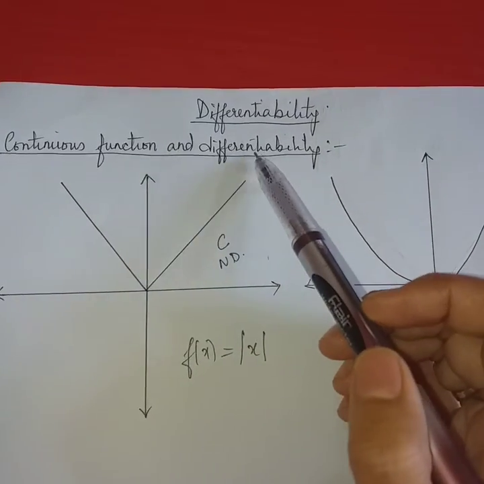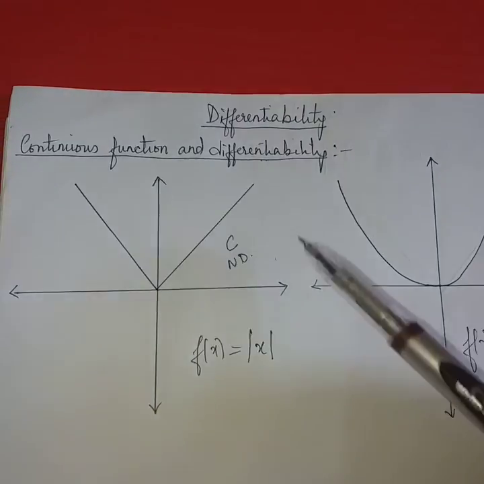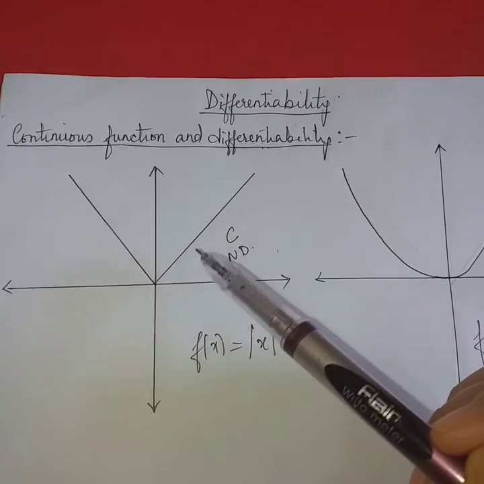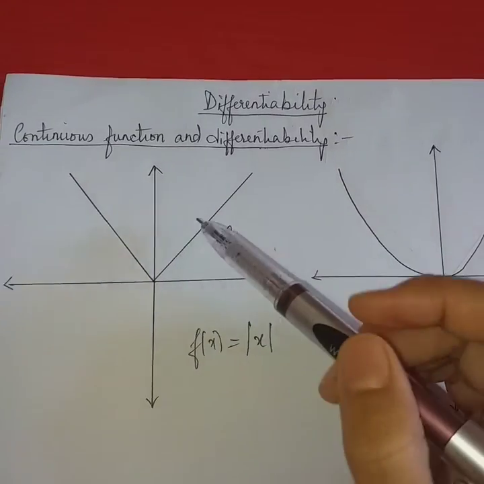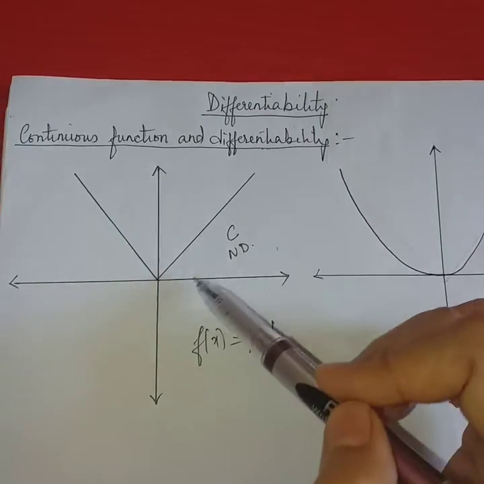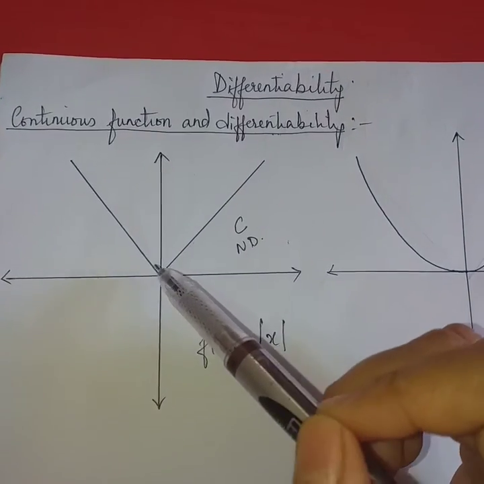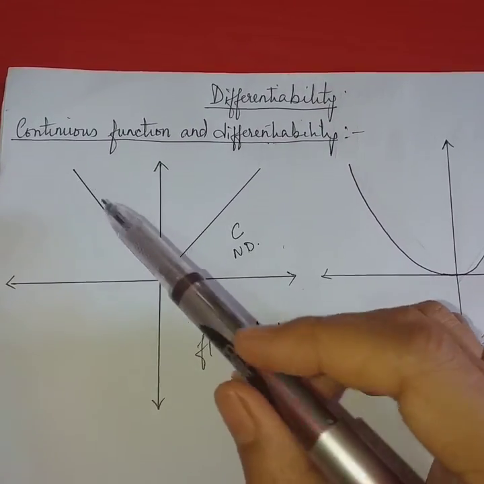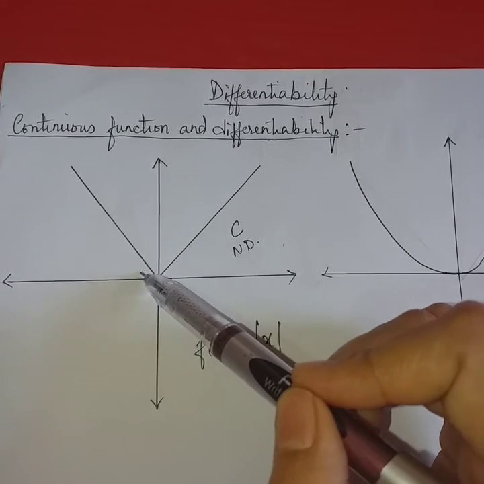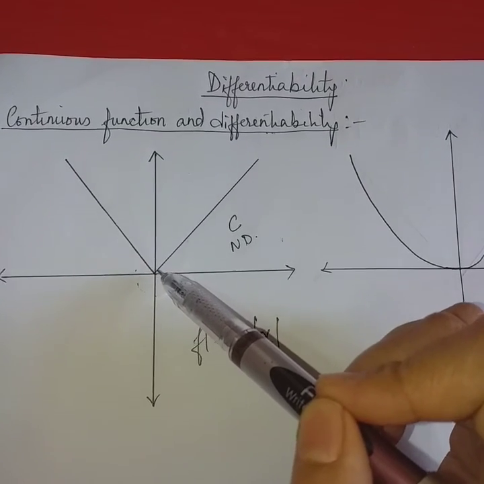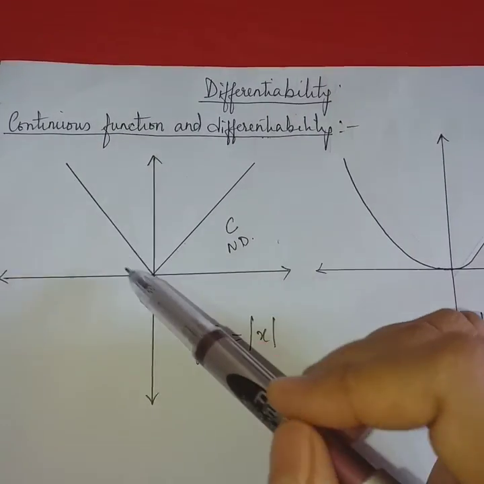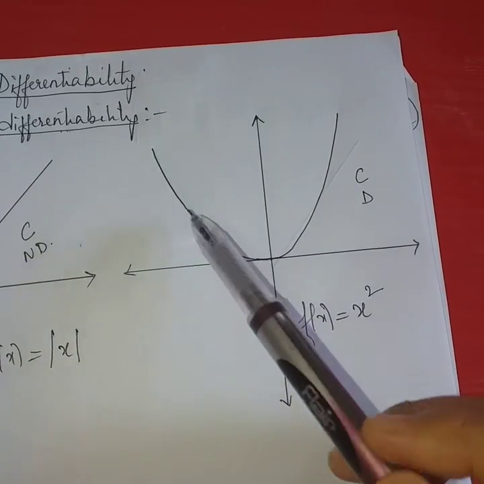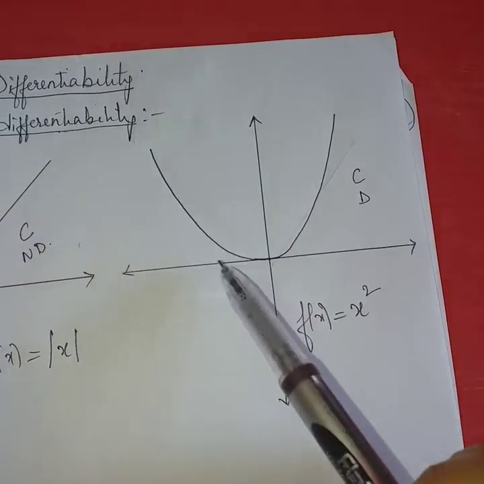Now for differentiability, a function must be continuous, but continuity alone is not the condition for differentiability. So what is the other condition? The graph is continuous, fine, but the second condition is that the graph must be a smooth graph. Smooth means there must not be any sharp edges. See here, there is a sharp point here. Because of this, it is not a smooth graph, while here it is continuous as well as differentiable, because first of all it is continuous and it is a smooth graph.